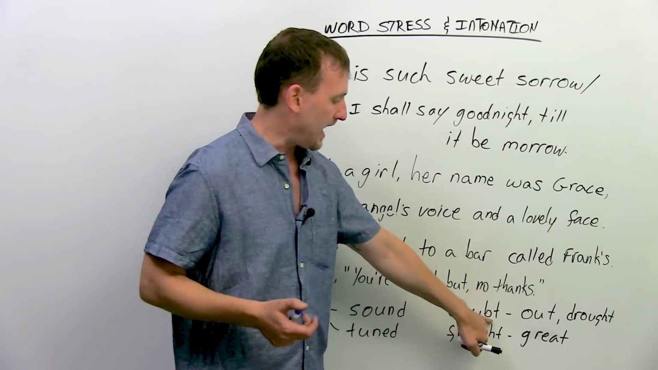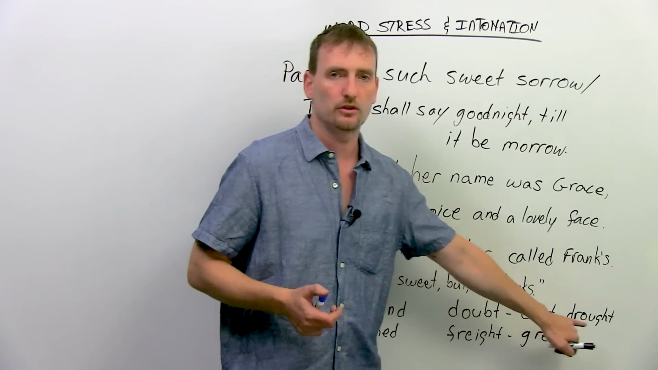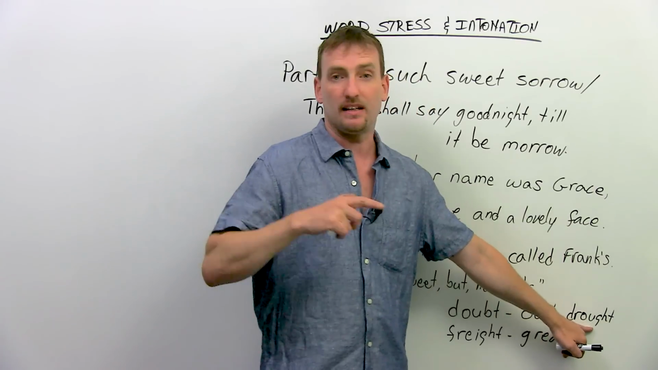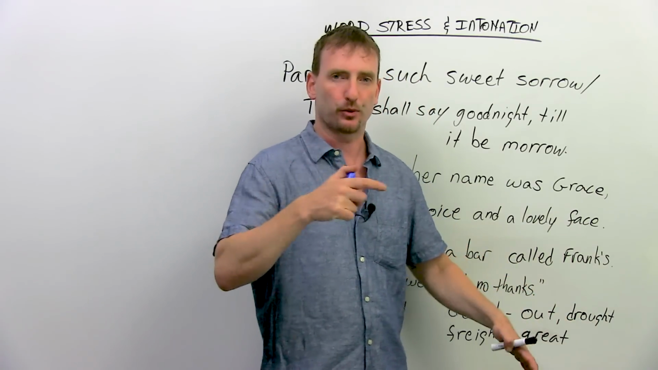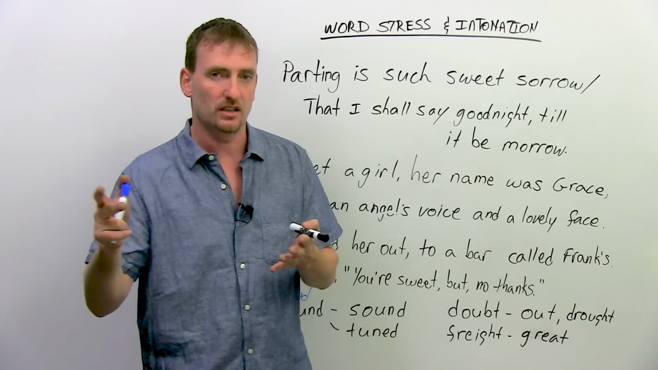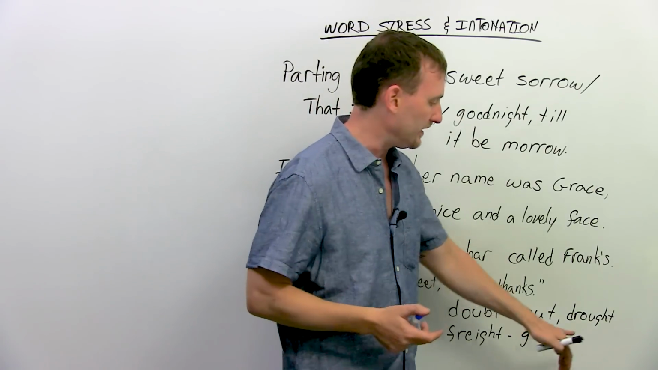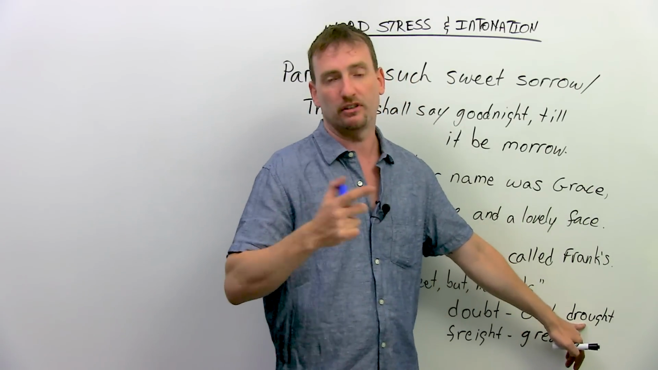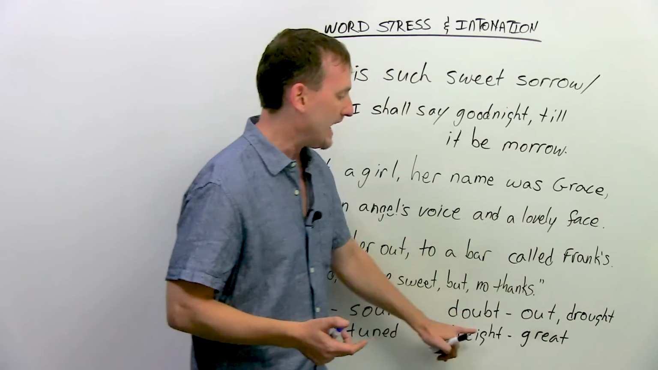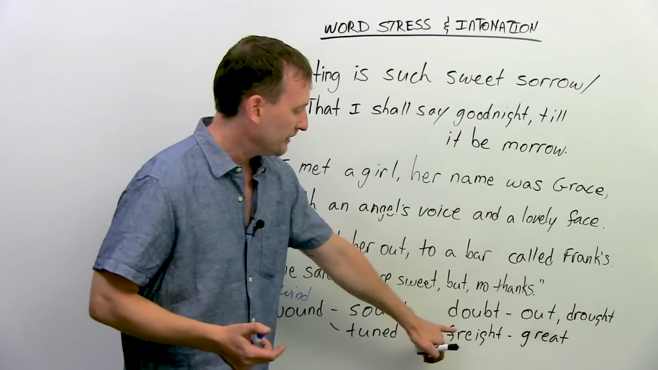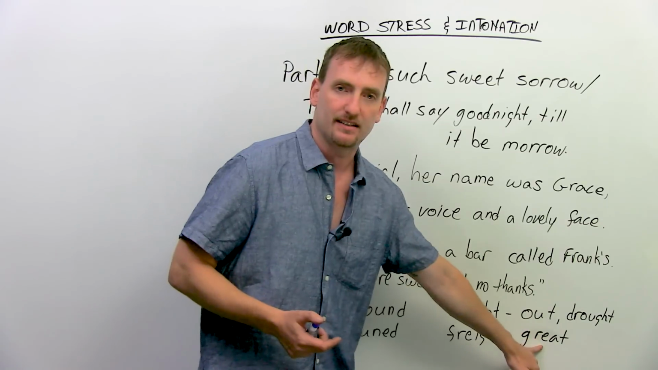Doubt, with a silent B. Doubt, out, drought. Now, I actually made a lesson about how to pronounce words with O-U-G-H or A-U-G-H, especially with a T. You can use the rhyming to do that. Doubt, out, drought. Freight, great, right?